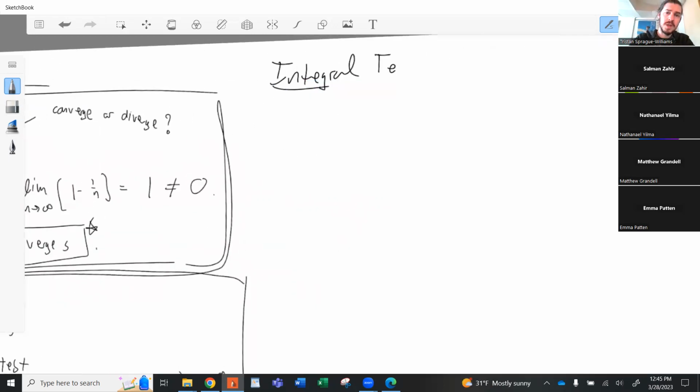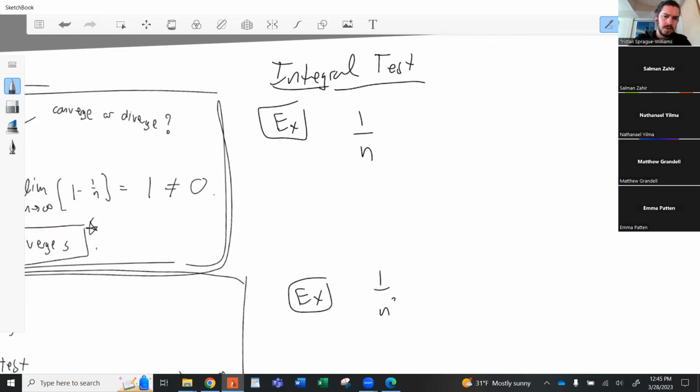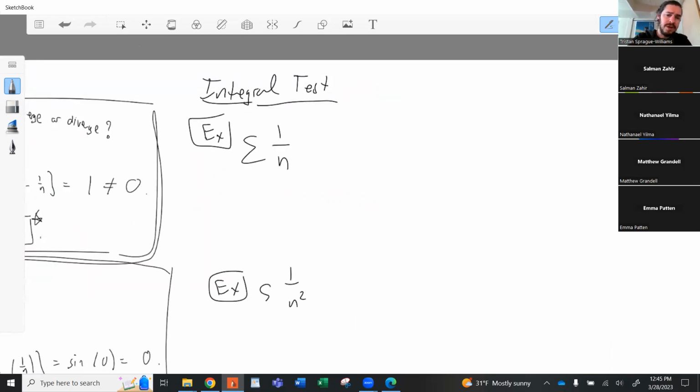Now, the integral test says that if you look at the series, let's apply this to 1 over n and 1 over n squared. If you view the series as being described by a function, the associated function here is f of x equals 1 over x. And what we want to do is take the integral from whatever the first value is. Here the first term in the sequence is 1, so we can go from 1 to infinity.